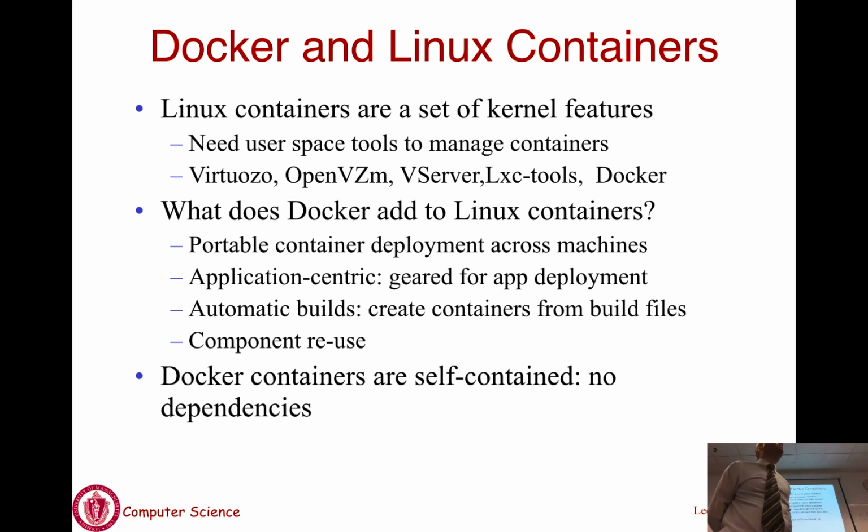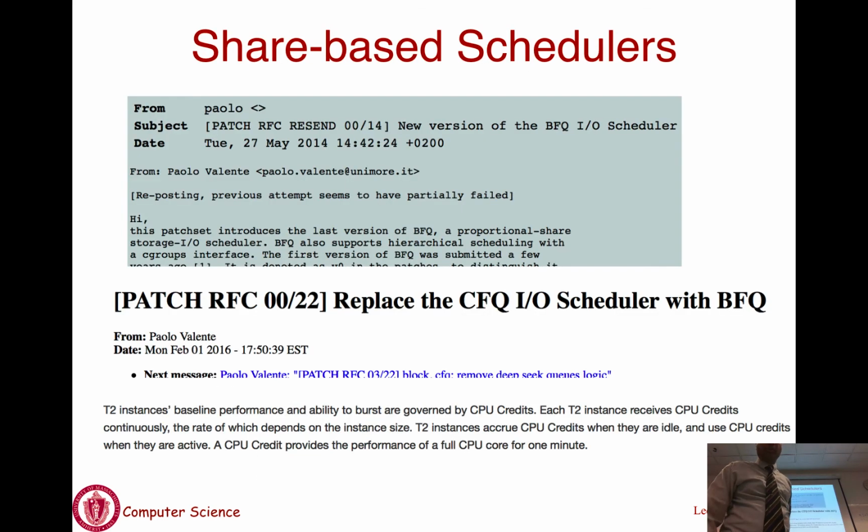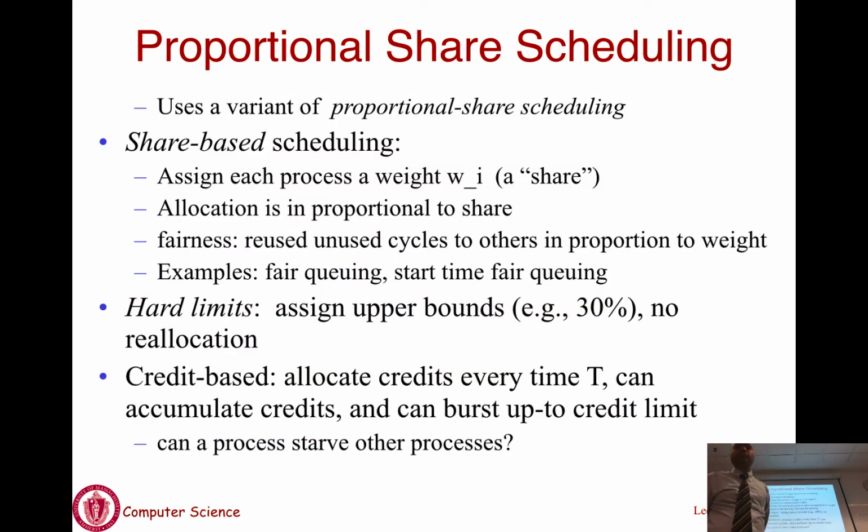Yes, question. Can you explain credit-based scheduling again? I don't think I understood. Okay, the question is, what is the credit-based scheduler? The credit-based scheduler is also a way to allocate some fraction of your CPU, but in a way that allows you to not lose any CPU time that you have not used in the past.